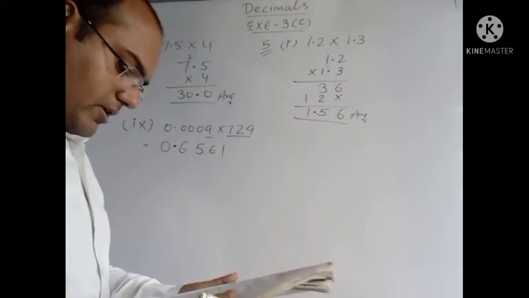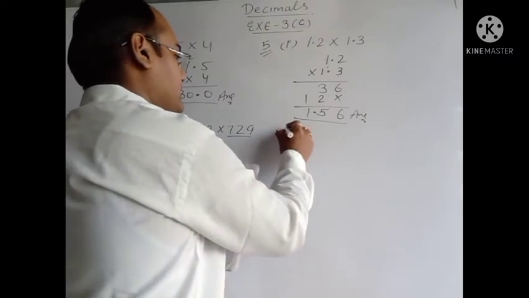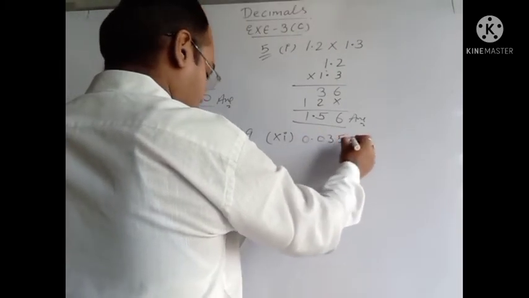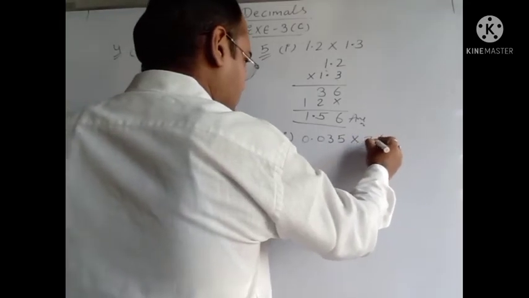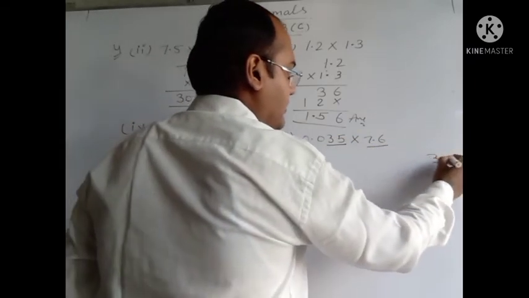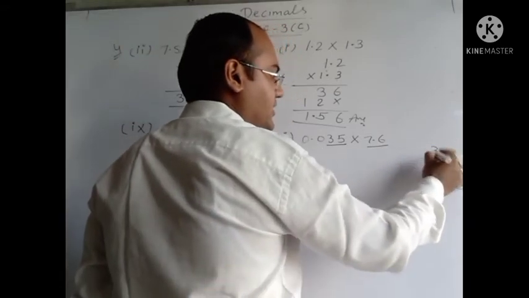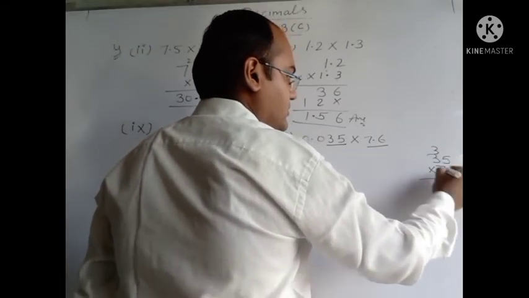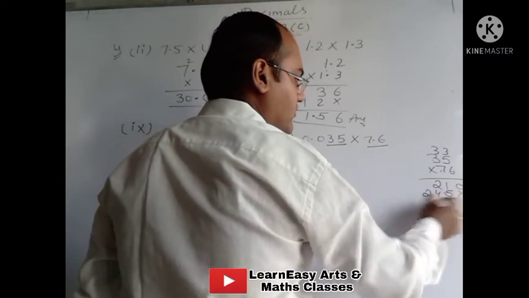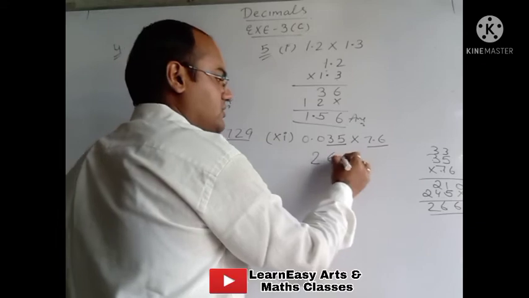Now see another part, number 11. You see the 11th part. 0.035 multiplied by 7.6. First of all, we have to multiply 35 and 76 in rough. 35 and 76 we will multiply. 6 5s are 30, 6 3s are 18 and 3 is 21, 7 5s are 35, 7 3s are 21, 21 plus 3 is 24, 0 6 6 2. So here we are getting 2660.